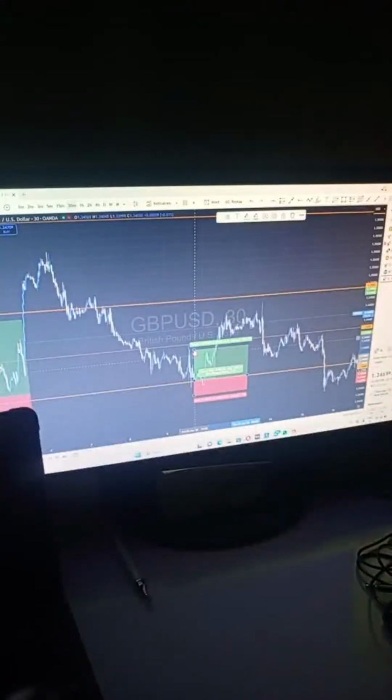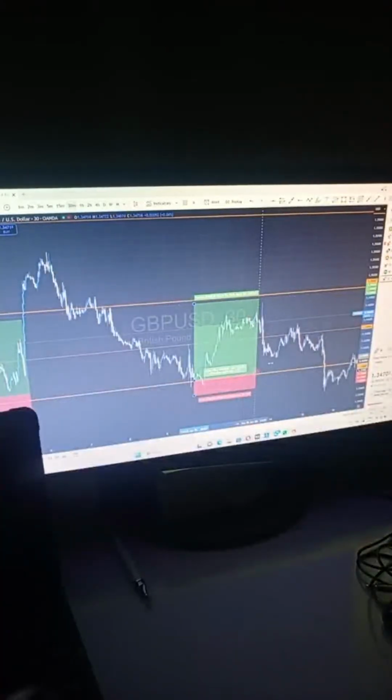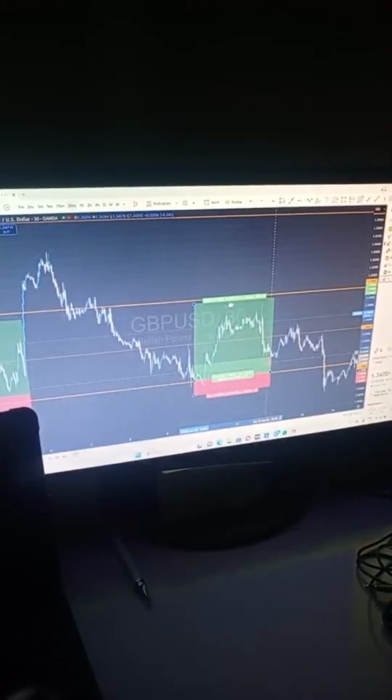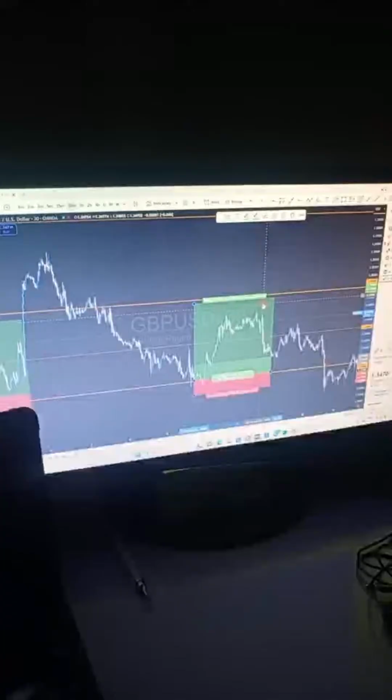What are you targeting? The next key level. So here is your next key level. Where did the price go? Around the key level. And when price approaches your entry, your stop loss, or your take profit, you can close manually. It's very simple.